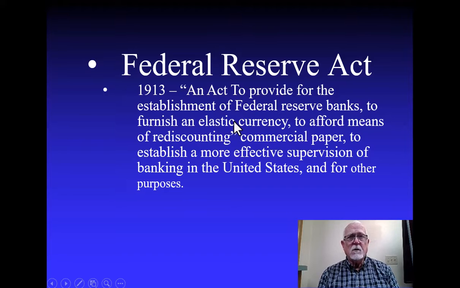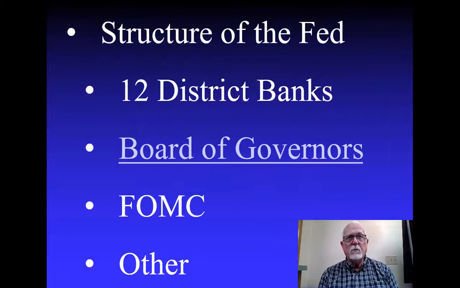So that was an important role for stabilizing the economy in terms of its monetary system, and to afford a means of rediscounting commercial paper, not and, but in addition to. That's something that they didn't do until later on. And to establish a more effective supervision of banking. The Fed's actually one of three regulators or supervisors of the banking system, but that's really not where our emphasis will be. So let's look at the structure of the Fed.